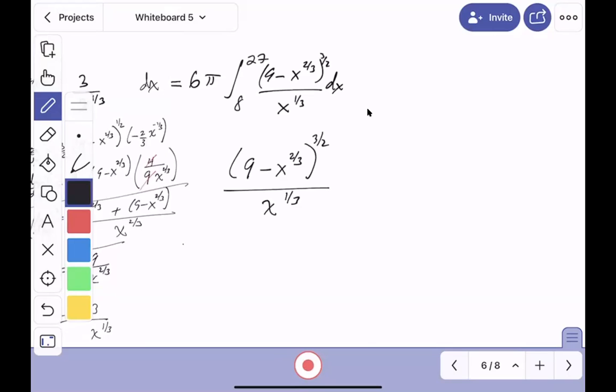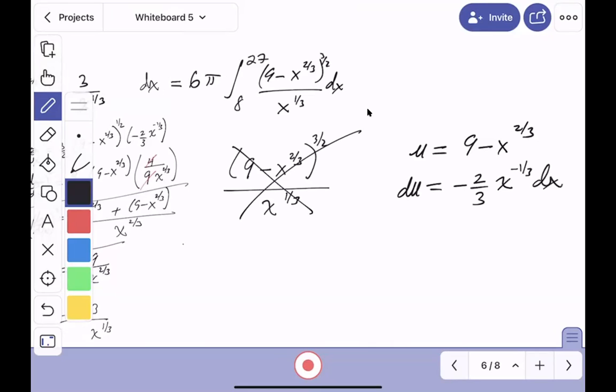All right, let's take a look. I'll cross this out. I'll let u equal 9 minus x to the 2/3, so du is minus 2/3 x to the minus 1/3 dx. So minus 3 over 2 du would equal 1 over x to the 1/3 dx. I'm starting to see it now.